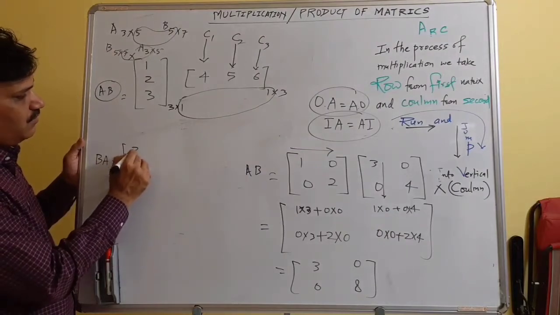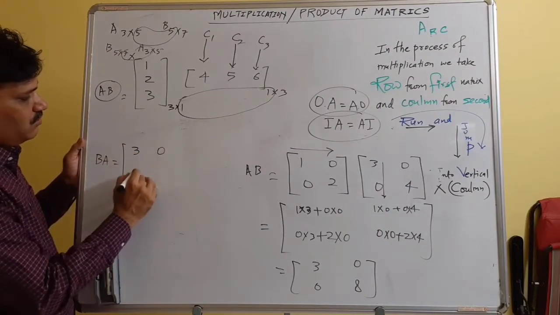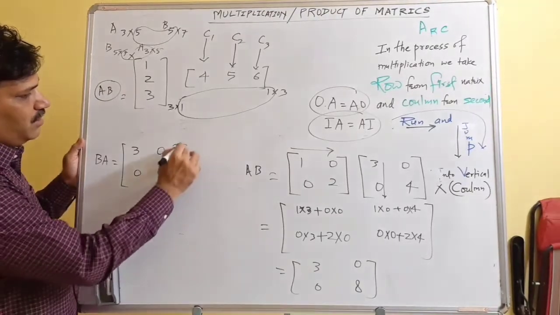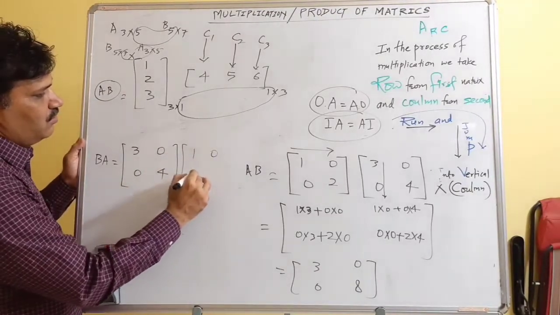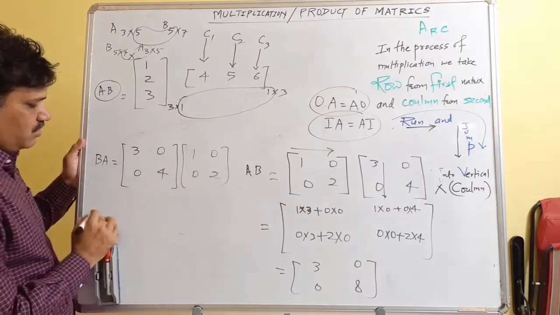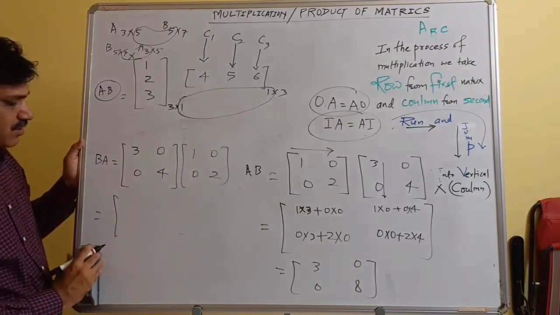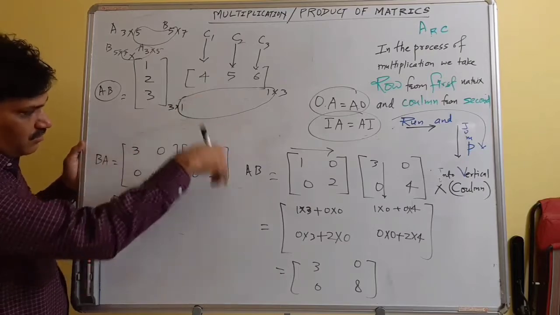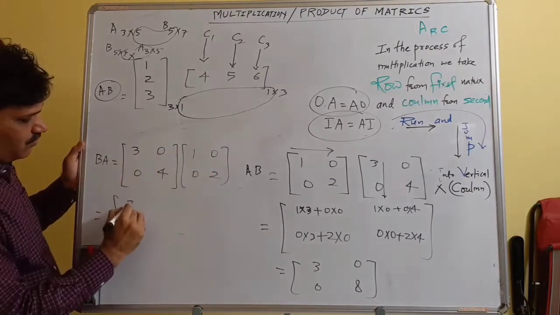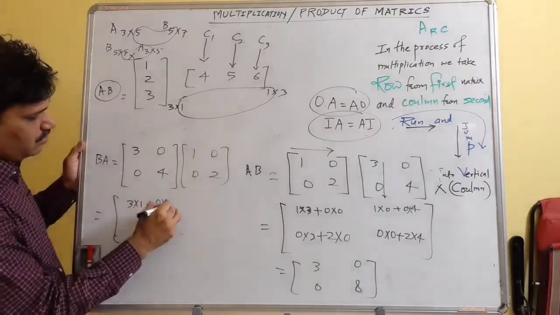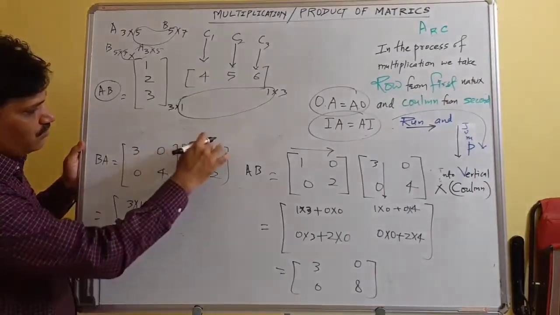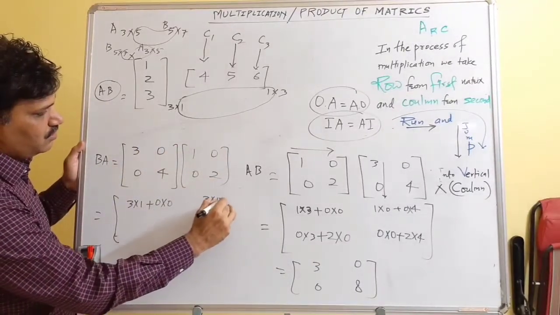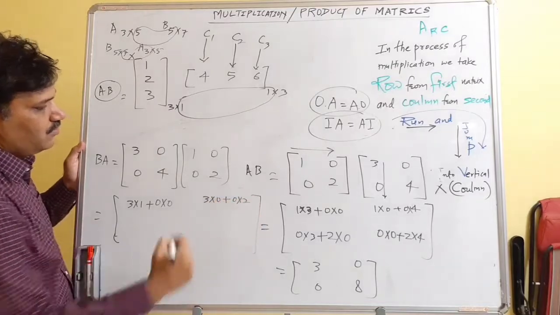So B will be written first. 3 0 0 4. Now A, 1 0 0 2. Let's try to find the product. How is the product to be found? First row will go to first column, then to second. 3 into 1 plus 0 into 0. Now this will go to this, that is 3 into 0 plus 0 into 2.